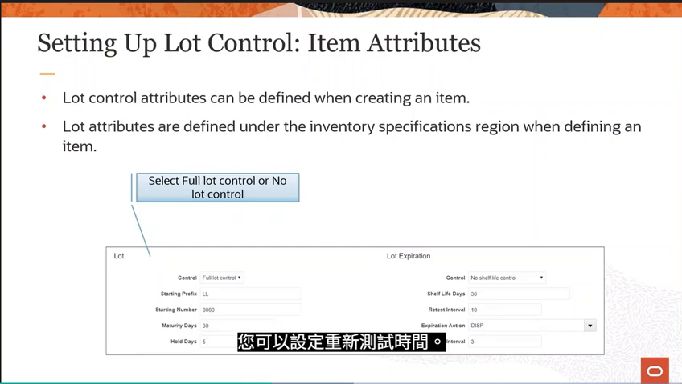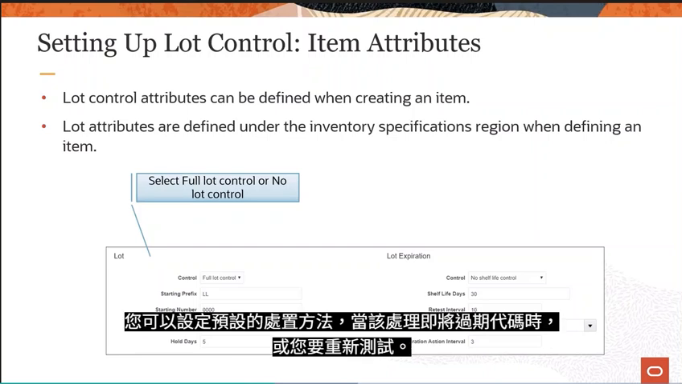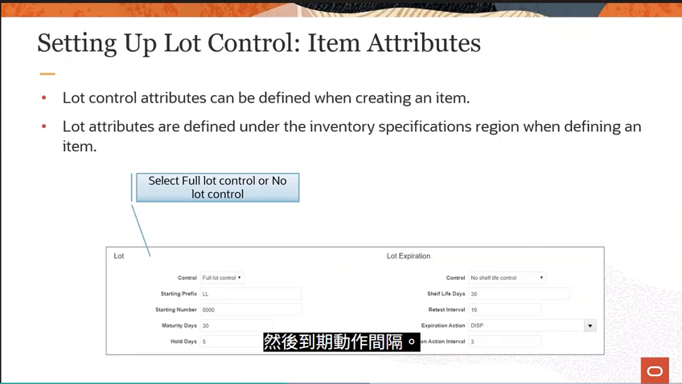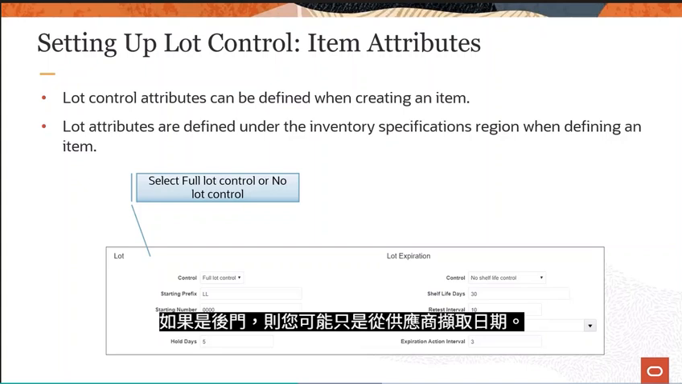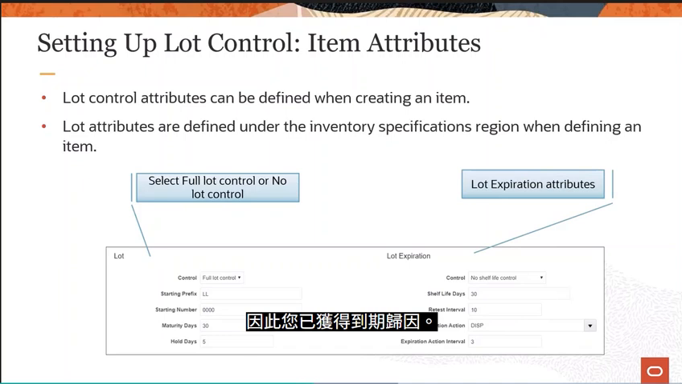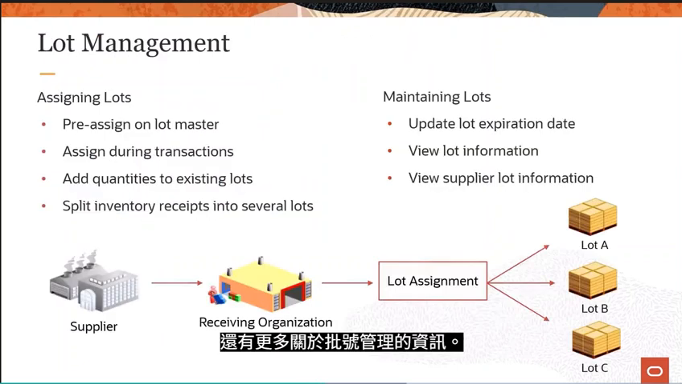You can set up a retest time. You can set up a default disposition of what to do if it is going out of date code or you're going to retest it. And then expiration action intervals. In this case, you could do it 3 times before you have to probably toss it. If it is something coming in the back door, then you'll probably just capture the dates from the supplier. So you've got the expiration attribution. They can be things that you make or things that you buy.